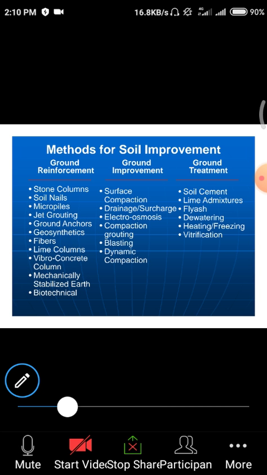The different methods we will involve in this soil improvement are these three major techniques. First of all, we have to discuss ground reinforcement. That means ground and reinforcement. These two words belong to different subjects. Ground is involved in GT, that means geotechnical engineering 1 and 2. In both subjects we have this word, ground.